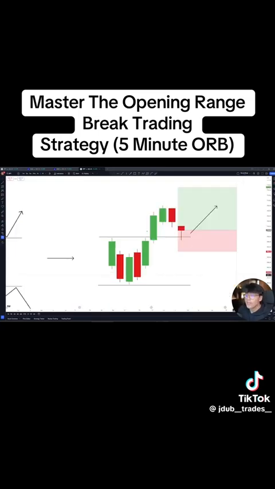So right here, this is an example towards the upside. Right here, we're going to mark out the opening range candle on the 5 minute time frame. You can see we're counting one candle, two candles, three candles, four candles, 5 candles, and we're going to mark out the high. And you can see right here we have one candle, two, three, four, five, and we're going to mark out the low. So this is going to be our opening candle range low and our opening candle range high.